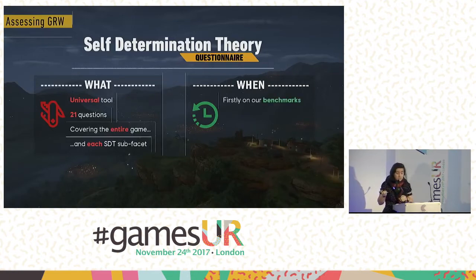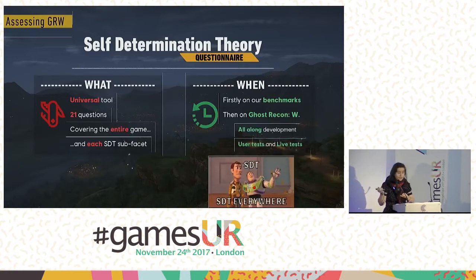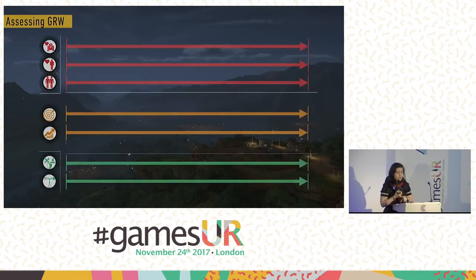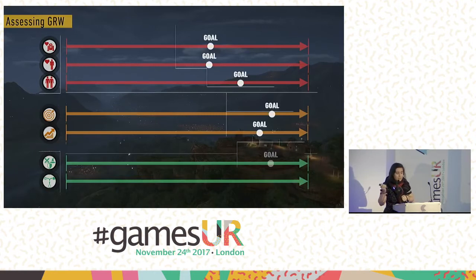When did we use it? Firstly, on our benchmark games, our competitors, just to know how they scored regarding the scales we had. Then on Ghost Recon Wildlands, all along development, and during user tests and live tests also. So, the first step was assessing our goals. To do so, we conducted user tests with our competitors' games and gave players a questionnaire to fill out, to see how each game could rate at each subfacet. So let's take a look at these results.